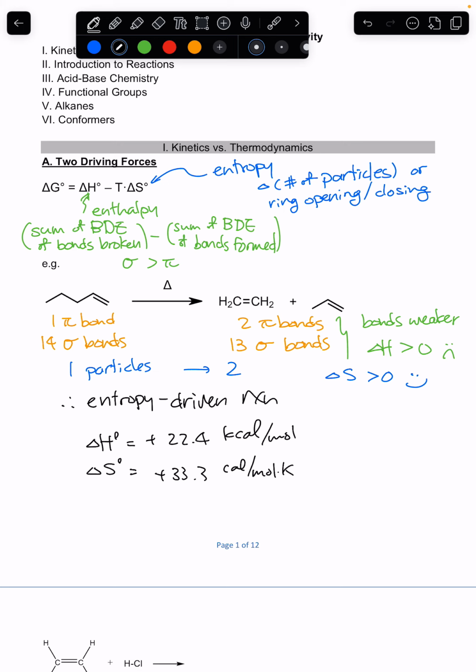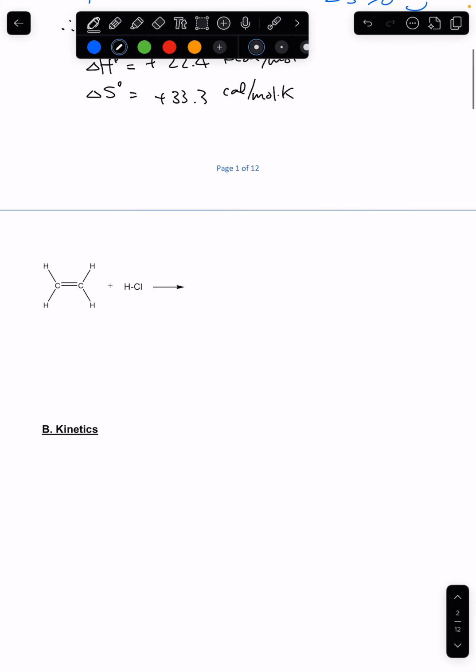What does that mean? At low temperature, like T times positive delta S is not going to make this whole thing negative very much. But if the temperature is high enough, entropy can overcome this non-ideal delta H situation. And so, hence it's an entropy-driven reaction. Let's think about another example here.